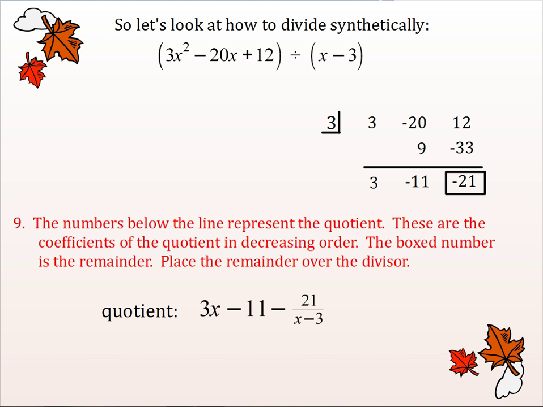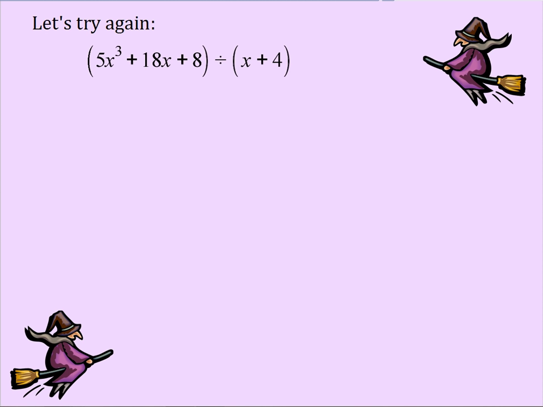Don't worry, we'll go through another problem to show you a little more how that works, but this is kind of the basic. Let's look at something like 5x to the third plus 18x plus 8 and divide that by x plus 4.